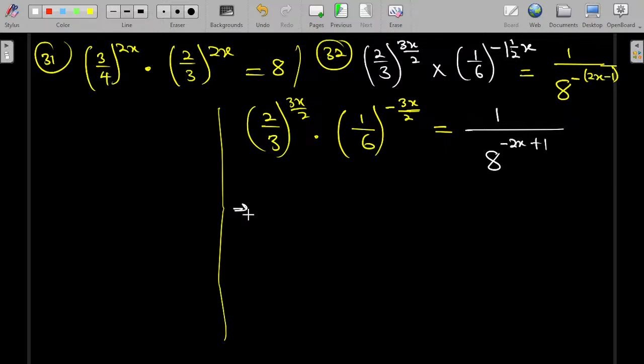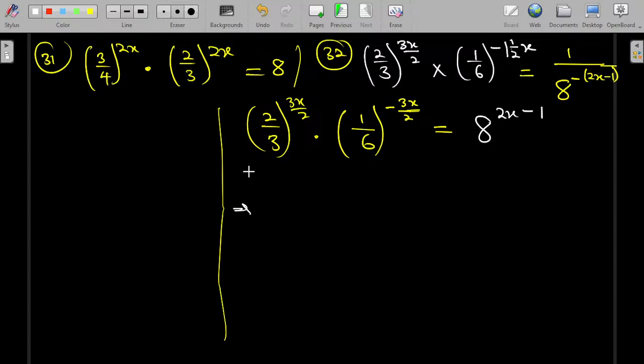Alternatively, we can actually do it this way. This is 1 all over 8 to the power of a negative power. So this minus 1 can actually go, then the power will change to positive. Thank you for thinking about that, Sapresh. That's beautiful. So what can we do here now?